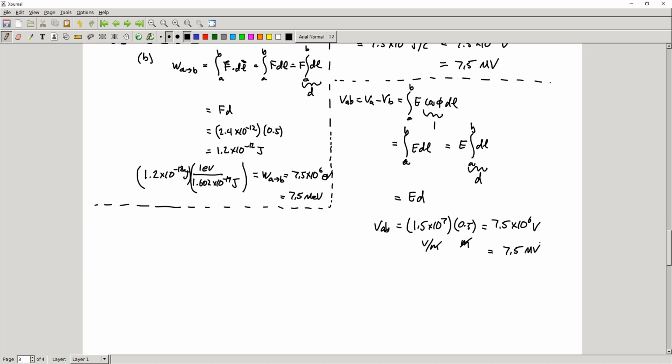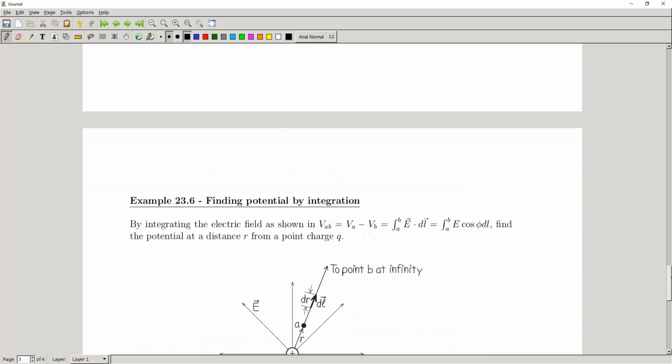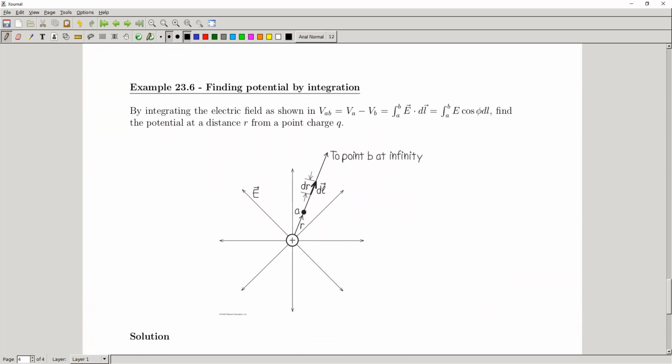I'm going to do example 23.6 next here, but I'm going to pause the video to save this again in case this thing crashes on me again. Okay, let's keep going here.